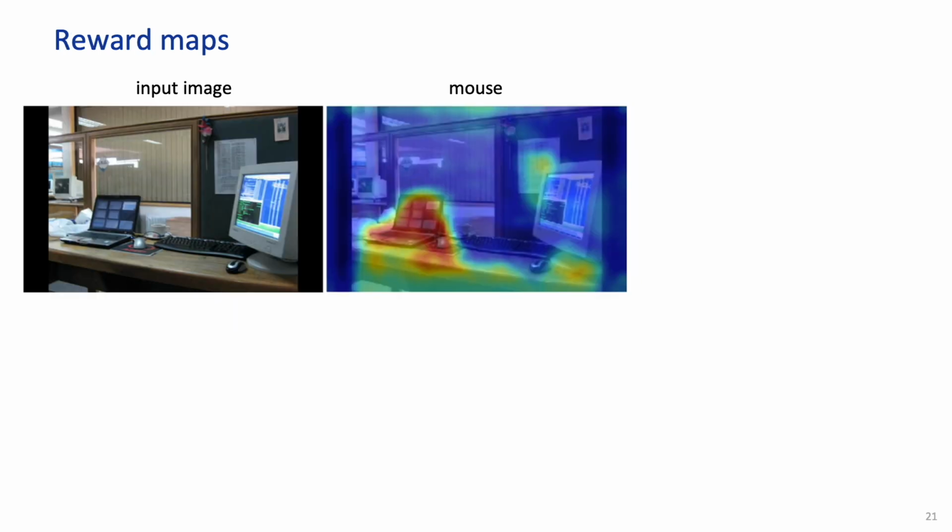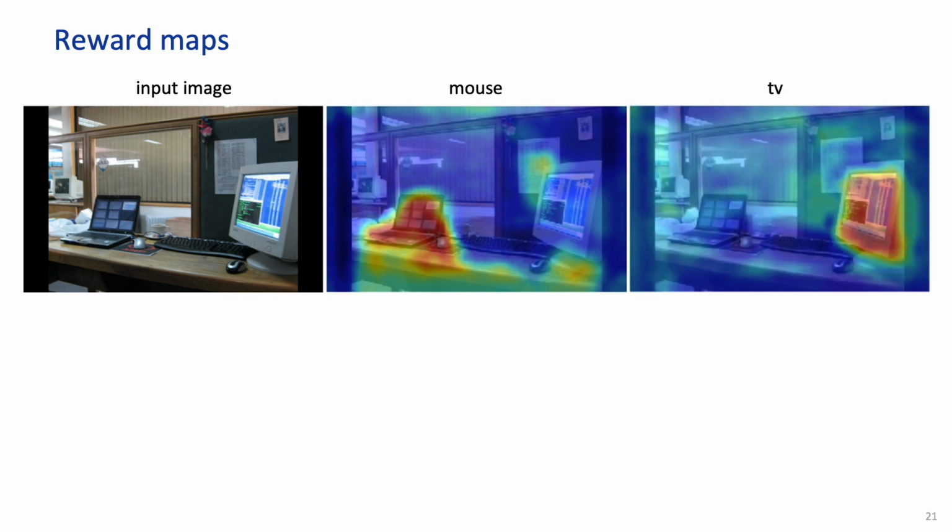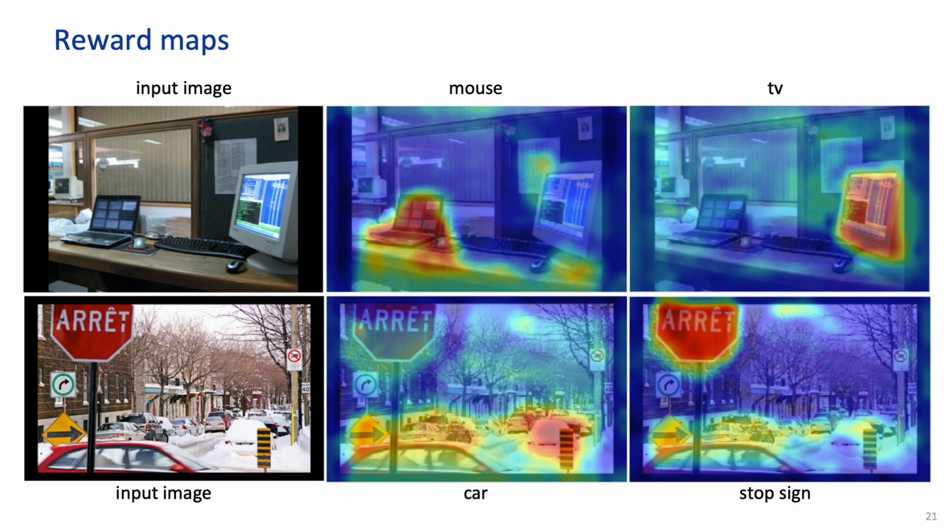Here we visualize some of the reward maps recovered by our model. As you can see, high reward is assigned to the laptop when searching for a mouse, and to the monitor when searching for a TV. That's because the mouse and the laptop, and the TV and the monitor, are highly correlated objects. This is similar for the car and the stop sign category.